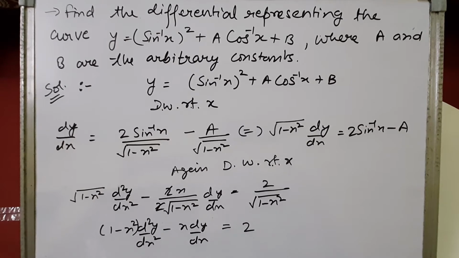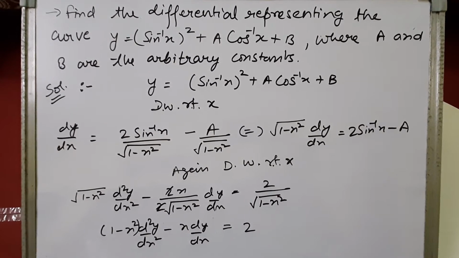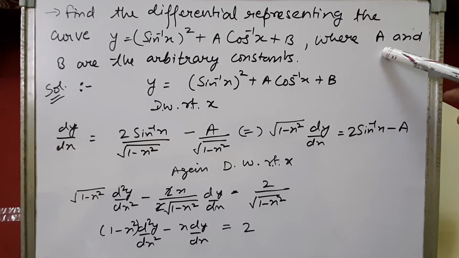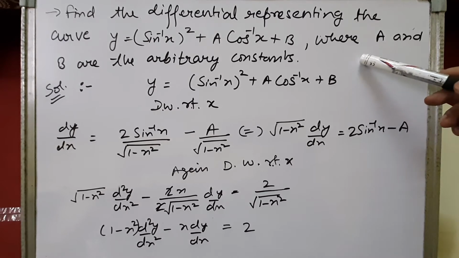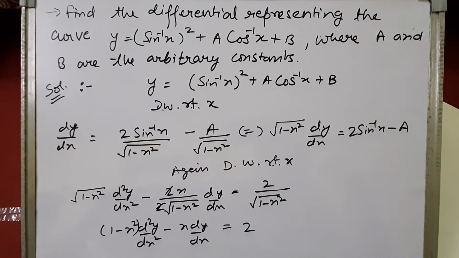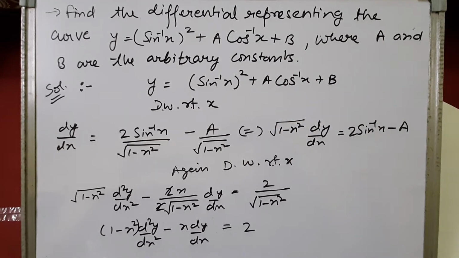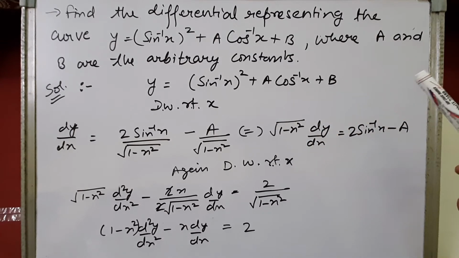Okay, let's see another sum. In this sum, it is given: find the differential equation representing the curve y equals (sine inverse x) whole square plus a cos inverse x plus b, where a and b are arbitrary constants. Now, to form a differential equation, we have to eliminate these arbitrary constants. How many arbitrary constants are present in the equation? There are two arbitrary constants. That means the order of the differential equation will be 2, so we have to differentiate the equation 2 times.